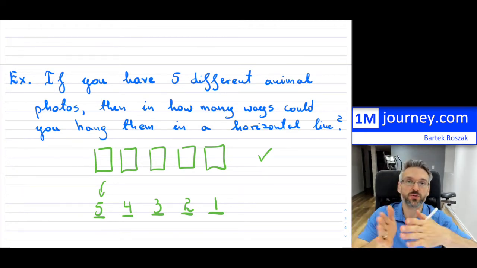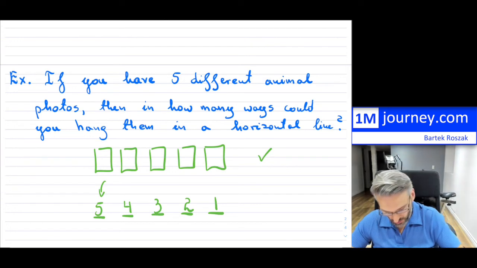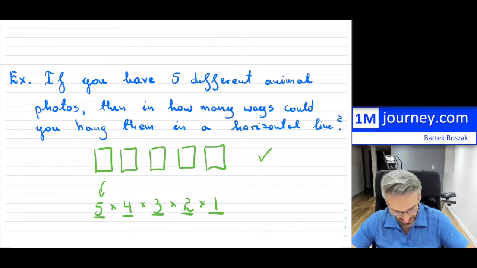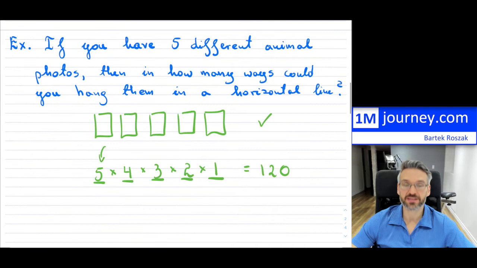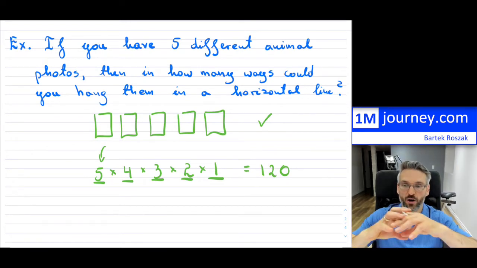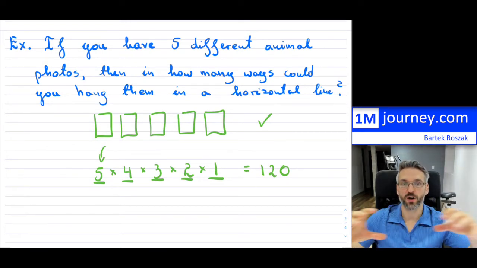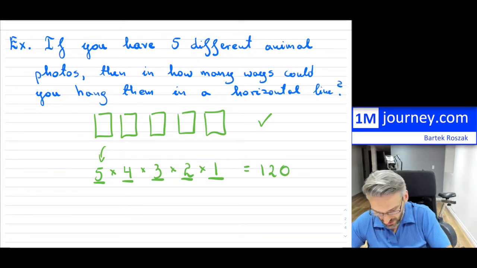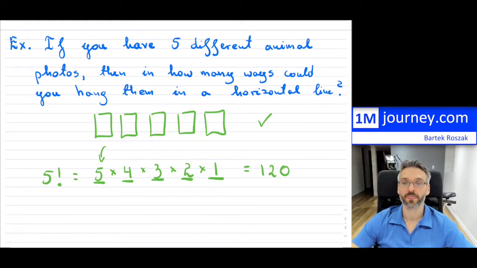And what did we do with these? Well, this was just indeed the multiplicative principle. So we would just multiply these through, and in this case, we would have had 120 different organizations of these animal photos. But if you look, this is nothing else but simply 5 factorial.